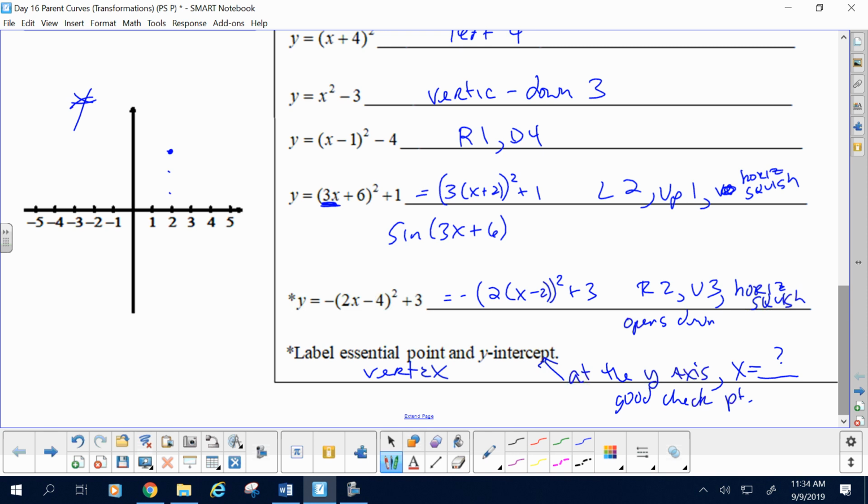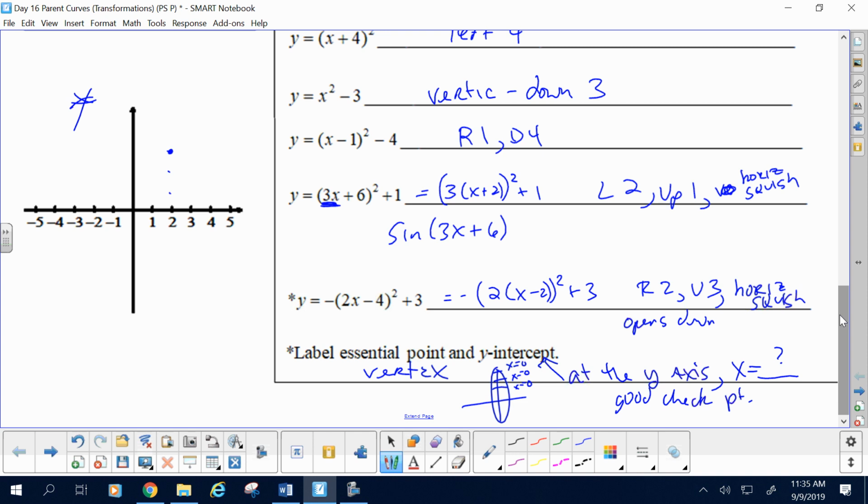Okay, and does this open up or down? Down. And that 2 makes it a normal parabola squished, so it's going to look a little more narrow. And the y-intercept, now we haven't talked about that yet, but no matter what a graph looks like, at the y-axis, the y could be lots of things, but the x you know is 0. No matter where it crosses the y-axis, x is 0 there.